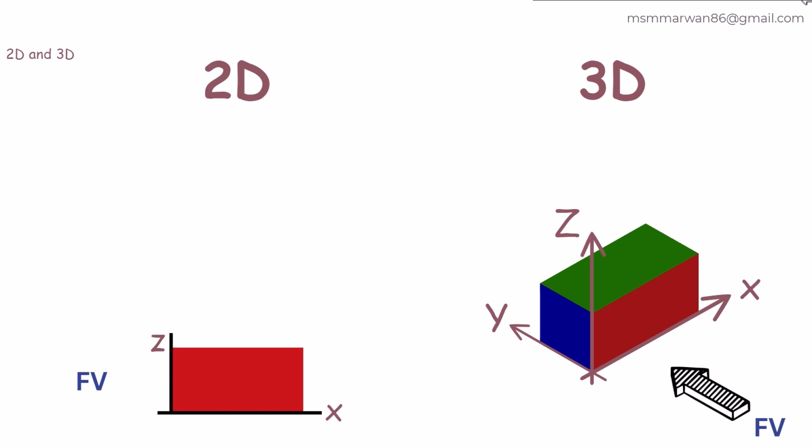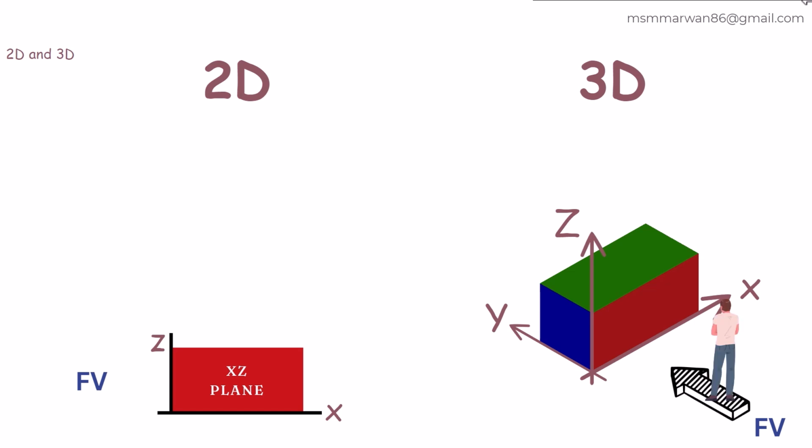So in this front view, I can see only the red color surface. The surface is called a plane. So I can say this is the xz plane. So in 2D, we can see only two axes or one plane. Here it is the xz plane. In 3D, we can see three axes and three planes.